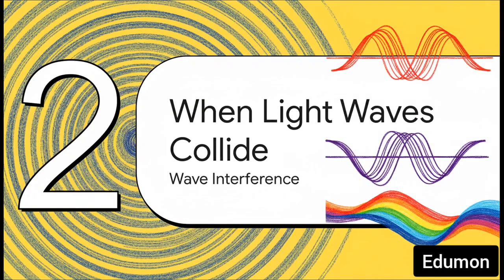Okay, so this is where it gets really interesting. Just like ripples on a pond, waves of light can actually run into each other. And when they do, they can either build each other up or they can cancel each other out. This whole interaction is called interference, and it is the engine that's making all those colors.